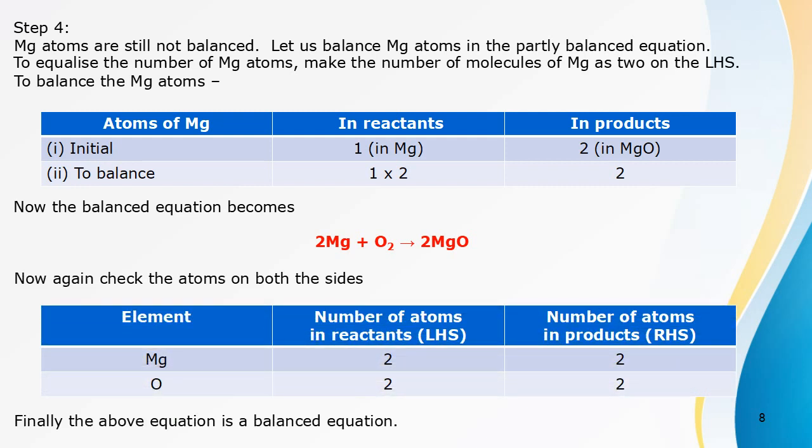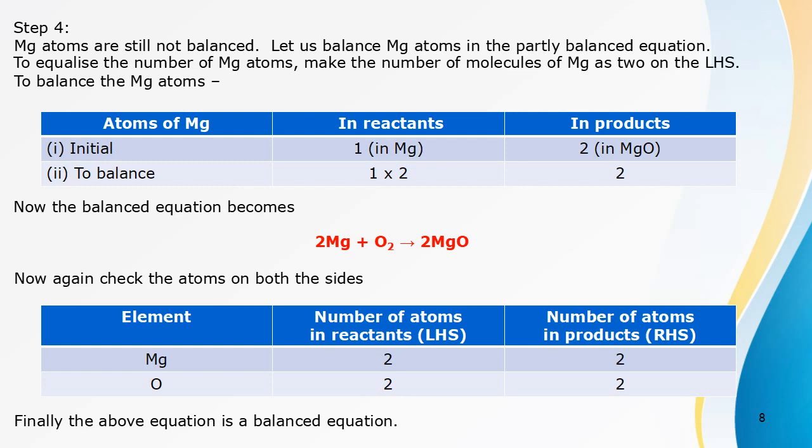Mg atoms are still not balanced. Let us balance Mg atoms in the partly balanced equation. To equalize the number of Mg atoms, make the number of molecules of Mg as 2 on the LHS to balance the magnesium atoms. Here we are multiplying the Mg atoms in reactants by 2, and we are getting a balanced equation.